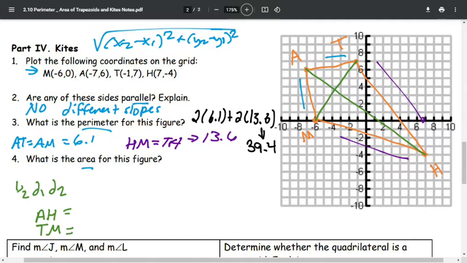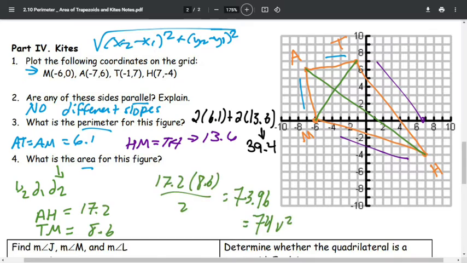So same thing, we need to use distance formula to figure those out, and then after we use distance formula to get those, we can plug it into this nice formula. So I want you to pause and try to get the area of this kite on your own. So take some time to do that. Okay, so this is what you should have come up with.